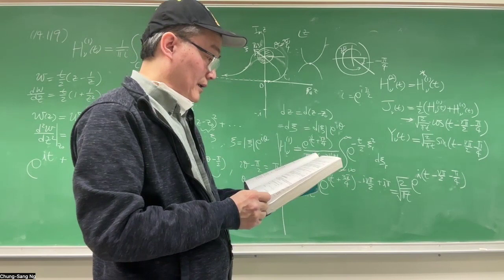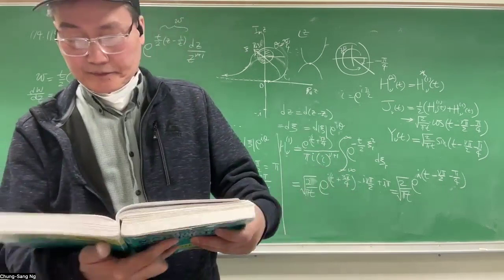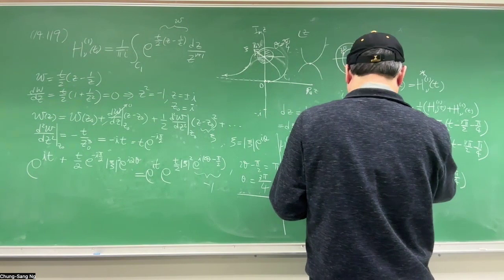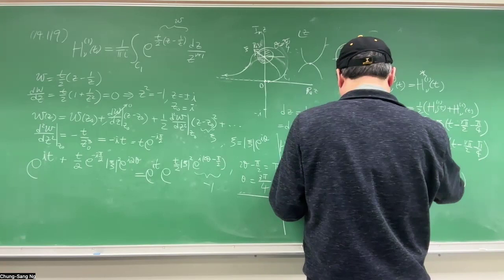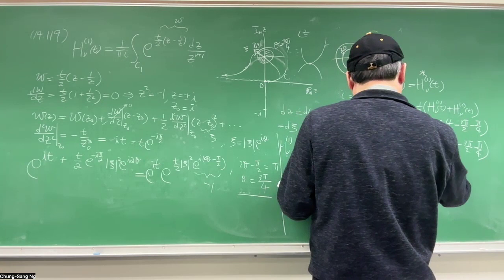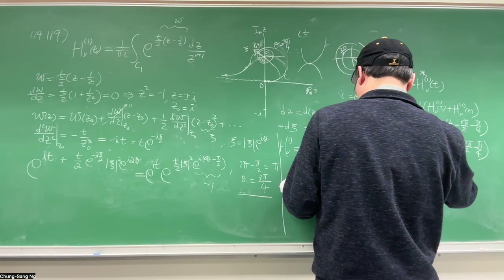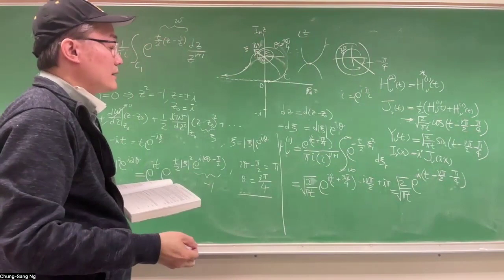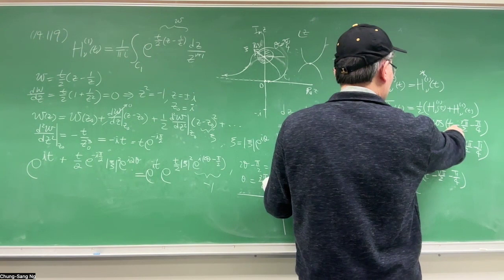The equation is in 14.99. So I sub mu is, using equation 14.99, i to the mu times J sub mu of i times x. So basically change the argument to i x, or change to the complex, imaginary argument.